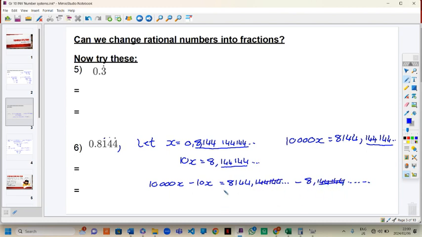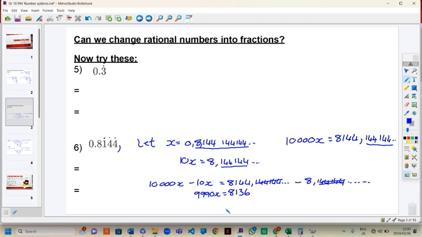Right, they're gone now. Okay, and we've got 10,000 minus 10, which is 9,990x. Right, 8,144 minus 8 is 8,136. Very good. All right.